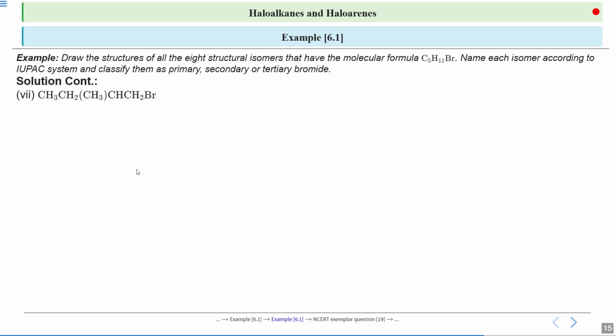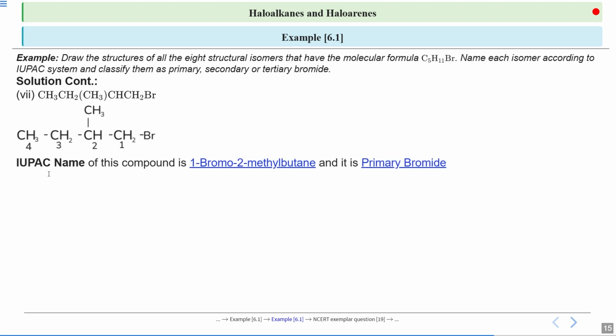Now let's see the seventh isomer, that is CH3CH2CH(CH3)CH2Br. The structure of it is CH3, CH2, CH, at which CH3 is present, then CH2Br. When you do the numbering, the lowest number will be at the carbon at which bromine is present, and then 1, 2, 3, 4. The IUPAC name of this compound is 1-bromo-2-methylbutane because 4 carbons are there in the parent chain. 1-bromo-2-methylbutane, and it is a primary bromide.